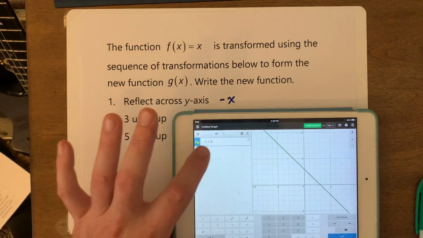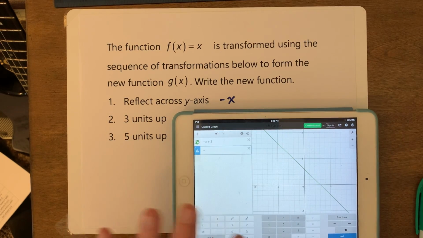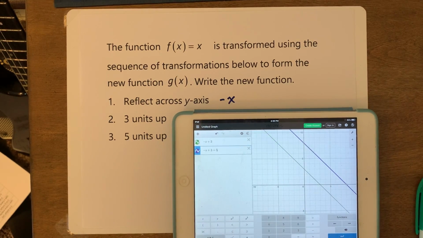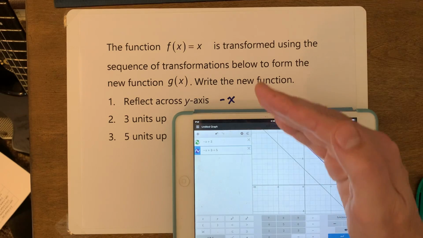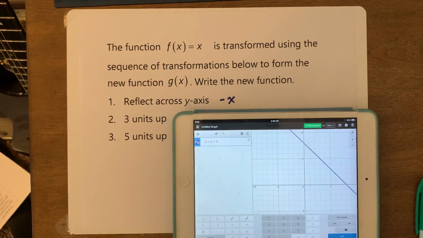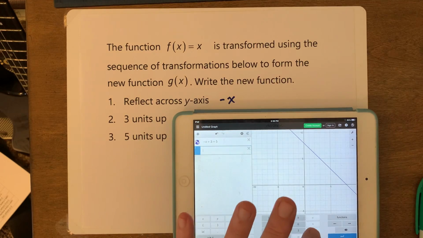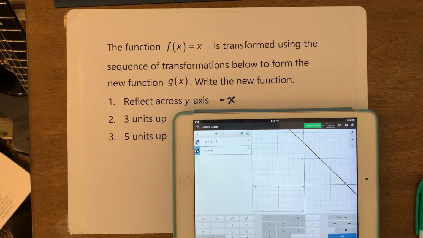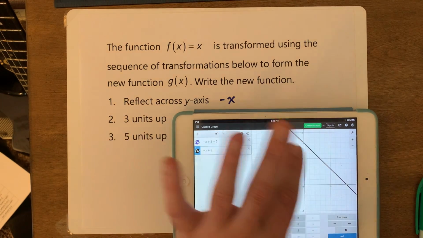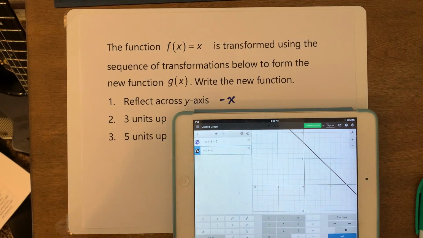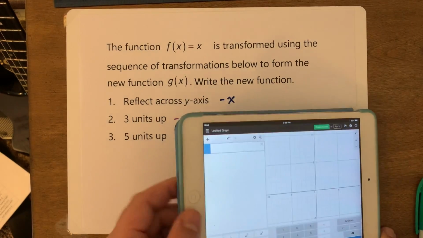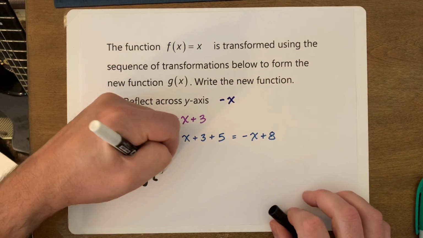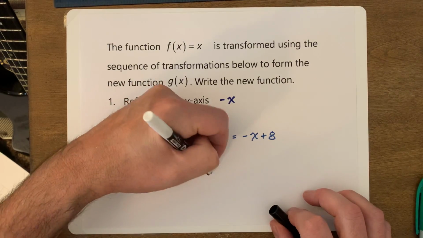Okay, let's get rid of that one. And now we got negative x plus 3, and then we're going to move it 5 more units up, plus 5. And we see that it moves it 5 more units up. So now let's get rid of that one. My simplified answer was negative x plus 8. And just to be clear, it's the exact same line when I graph it. It turned from blue to black, so the exact same line. So now I know I'm good. Get rid of those. And now I can officially write g of x equals negative x plus 8.